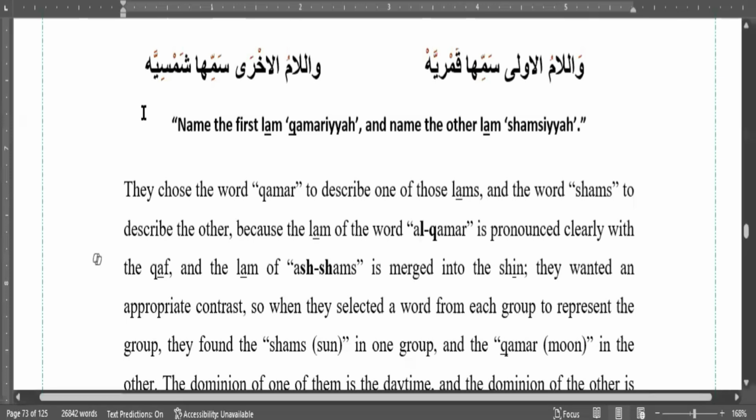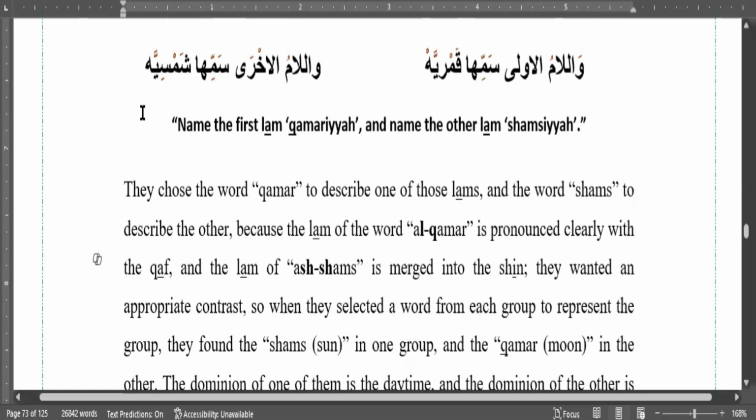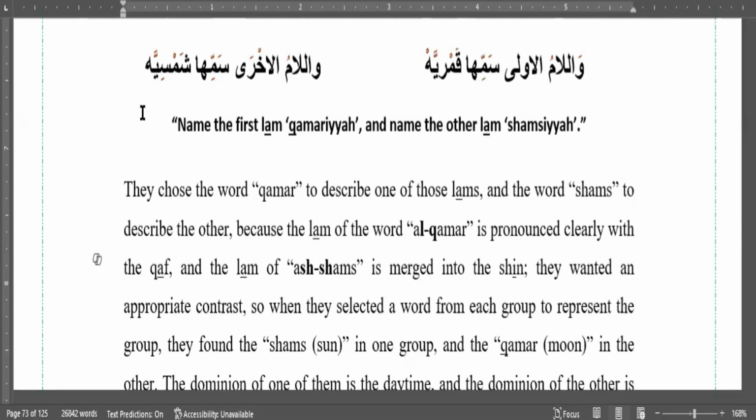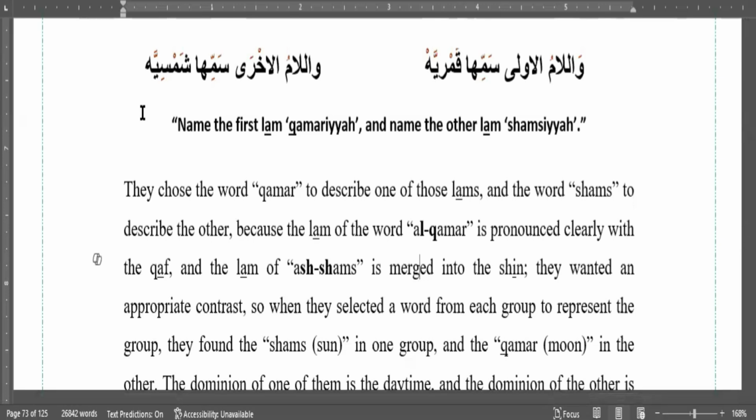They wanted an appropriate contrast, meaning, okay, there's 14 letters on one side, 14 letters on the other side, and we want to name them. What's a great name for these letters here? Is there something to complement the contrast between them? Something we can take from one side, something we can take from the other side, and those two things are contrasting each other? So they said, yes, there's the Shams on one side and the Qamar on the other side. Let's take those. So then they called one group the Huruf Shamsiyah and the other the Huruf Qamariyah.